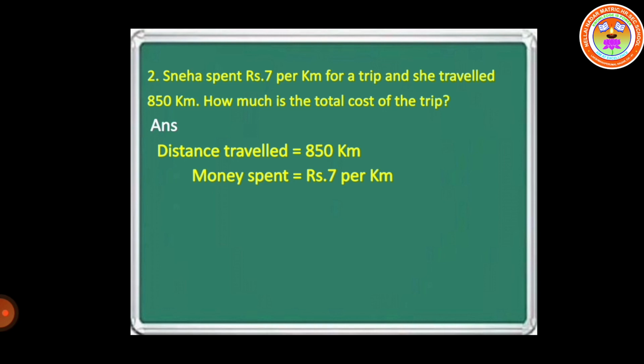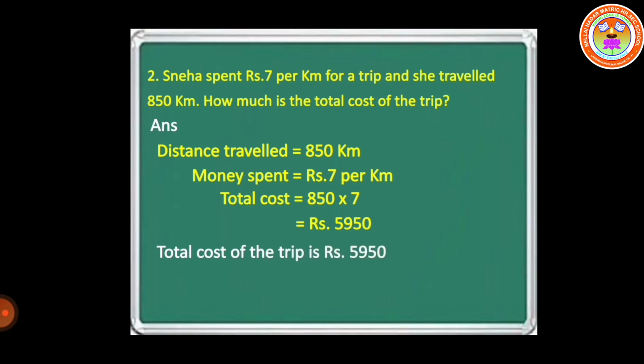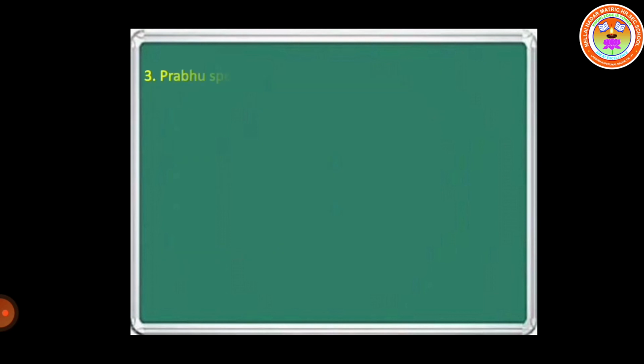So how much kilometer totally travelled? 850. So the total cost equal to 850 into 7. The answer is rupees 5950. So total cost of the trip is rupees 5950. See the next question number 3.